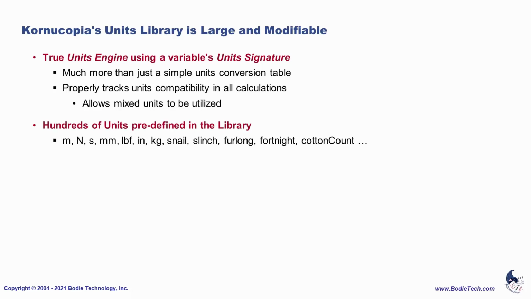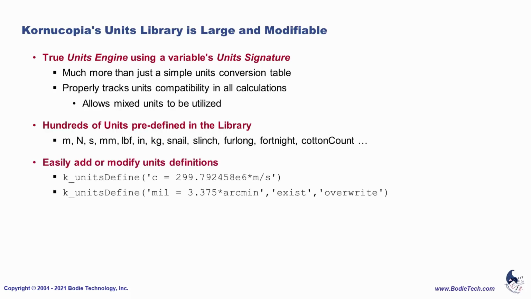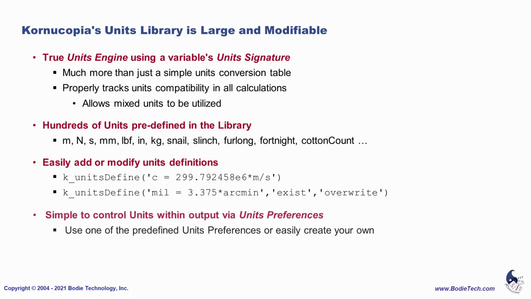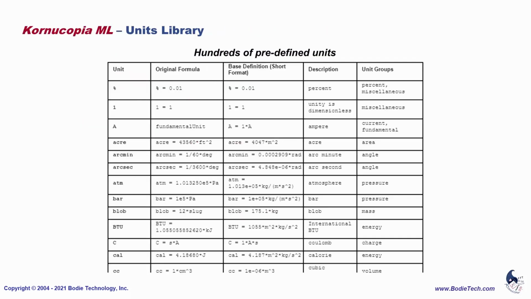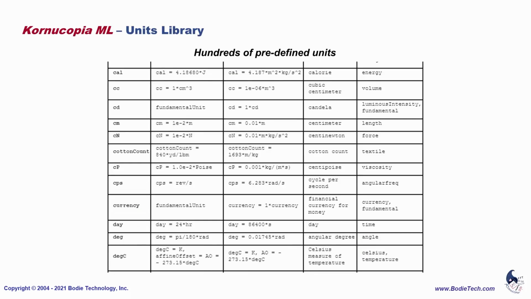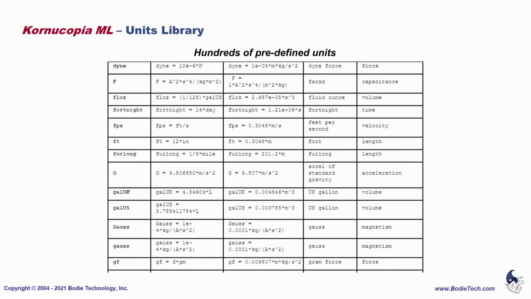It contains typical ones like meters, newtons, seconds, millimeters, pounds-force, and such, and some odd ones like slinch, furlong, fortnight, and cotton count. You can easily add or modify units in the library using simple commands like these, and it is simple to control the units of your output via unit preferences, where you can either use predefined preferences or create your own. Here's a brief video showing some of the units in the library, where literally hundreds of units exist.